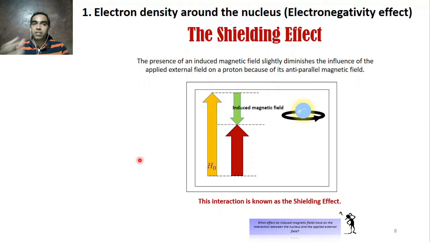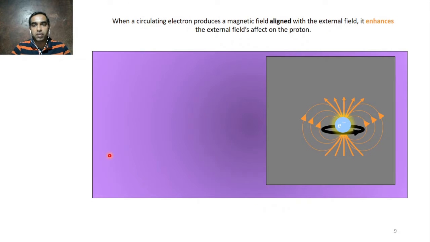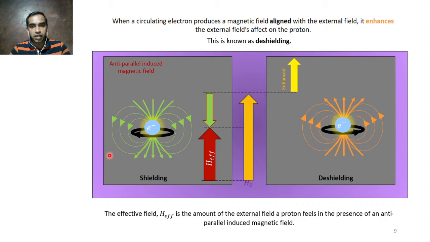Now, if the magnetic field experienced by the nucleus at the center is lower than what you have applied, then the frequency required for absorption is also lower. Then it will shift to the right side. This will go to the right side. I will explain it in a different way.